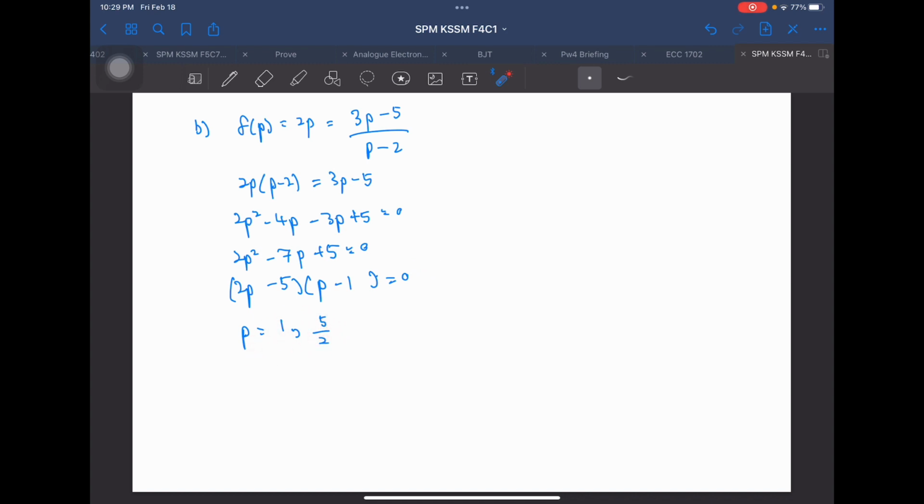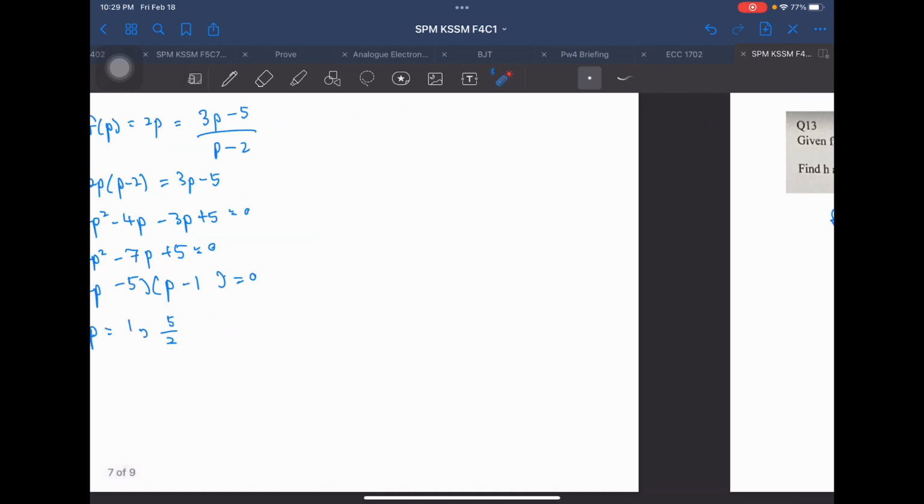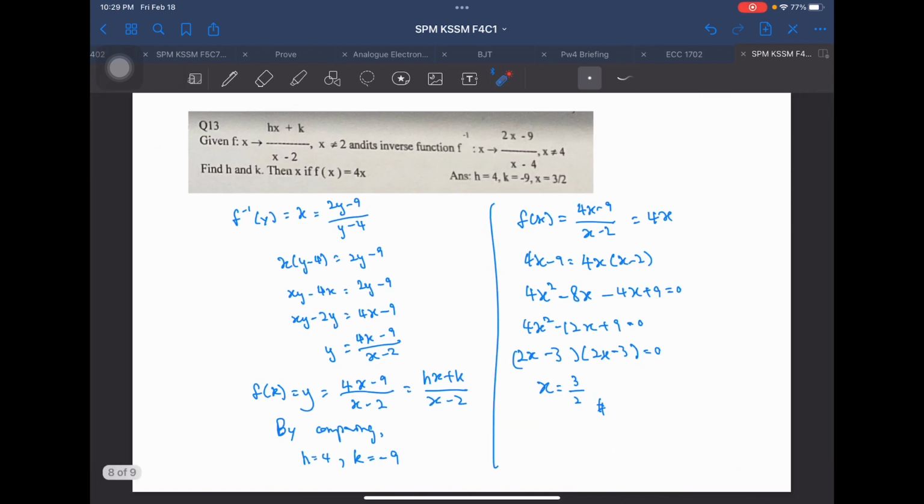Okay, easy, right? So let's move on to the next question. Given f(x) is this, and then the inverse function is this. But this is different than the previous question, as this time there's no unknown in f inverse. So we can use the f inverse to find back the f(x), so that we know the h and k.